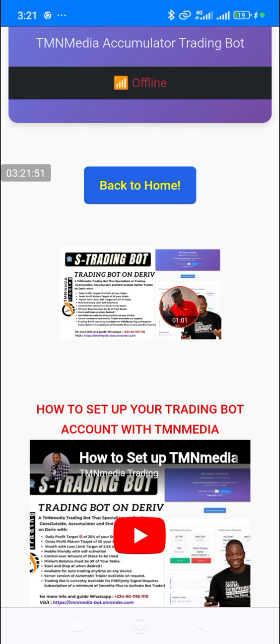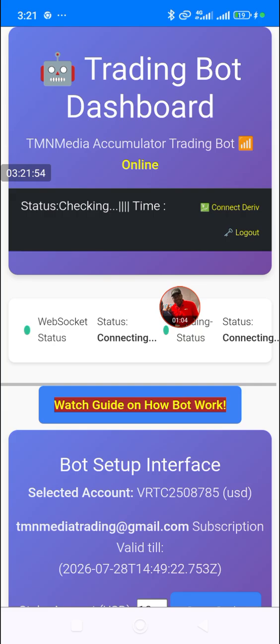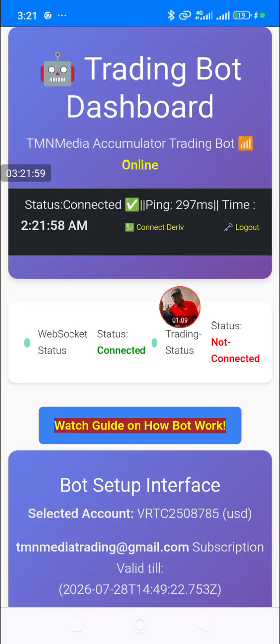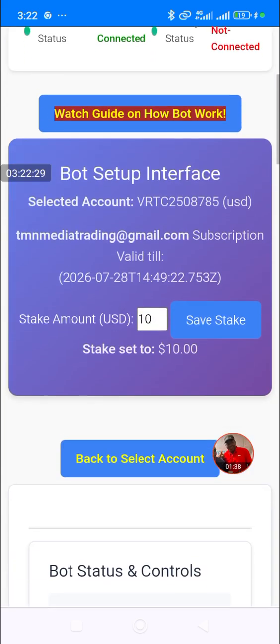Okay, so let's go back to our homepage. Now on our homepage, what we need to do first of all, once you connect, is check that it shows connected. Here also the ping is below 3000, so we are good. Our WebSocket is also connected, and here will be connected when we start trading. Okay, when we start trading, mind you, I need you to understand this time is Deriv server time. You can see my own time is 3:22 while this is showing 2:22, so that's Deriv server time.